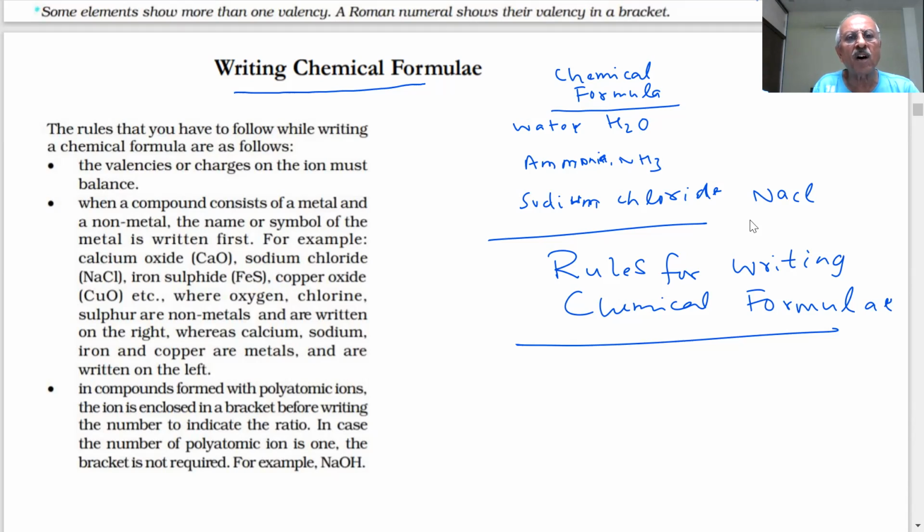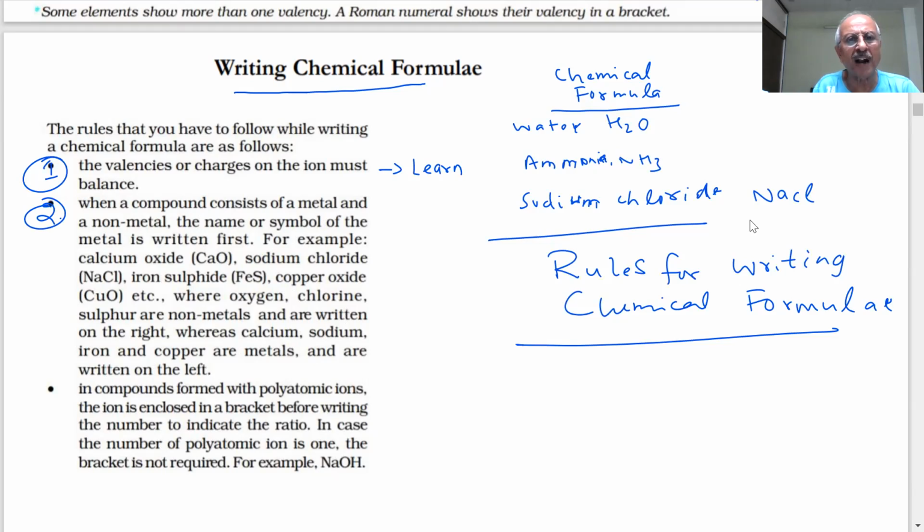The valencies or charges of the ions must balance. If I don't know the valency and charges, can I write the formula? Tell me. No, sir. The first rule is this. When I write H2O, I am balancing the valency of oxygen and hydrogen. But if I don't know the valency of hydrogen or of oxygen, can I write the formula of water? Answer is no. So the first thing is that you must learn the valencies and the charges of the cations and the anions. Can you learn it? Yes, sir. This is the first requirement, student.